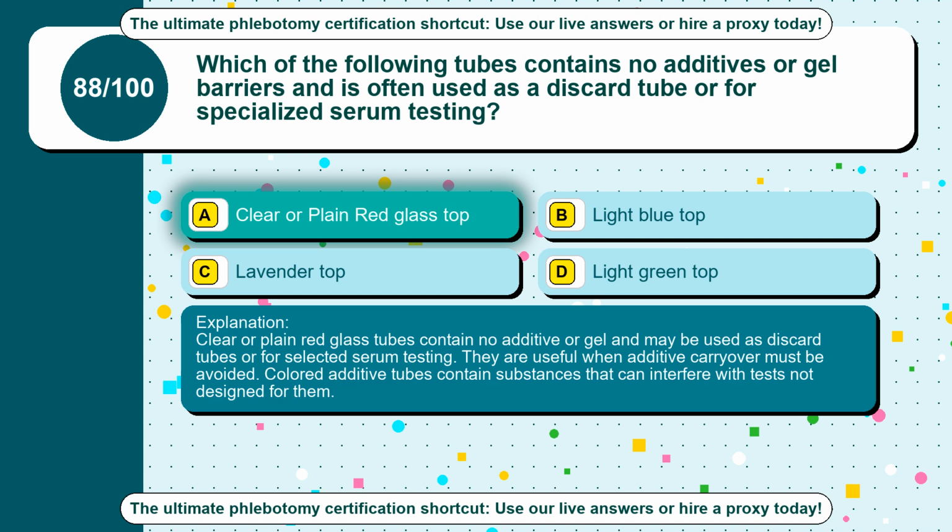Clear or plain red glass tubes contain no additive or gel and may be used as discard tubes or for selected serum testing. They are useful when additive carryover must be avoided. Colored additive tubes contain substances that can interfere with tests not designed for them.